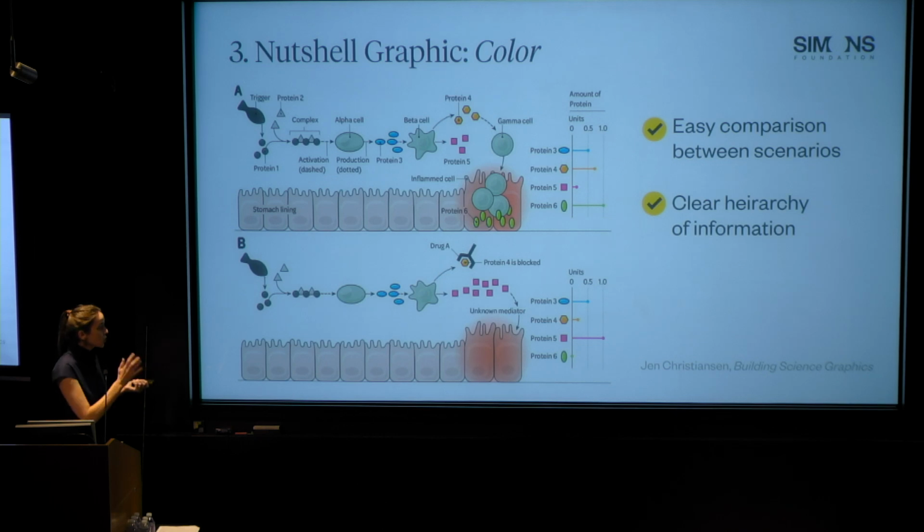So here we've just toned everything back. That is the same in both pathways. And the proteins are what we care about. So we're going to add the color there. And it's easy to compare what's the same and what's different between the two.